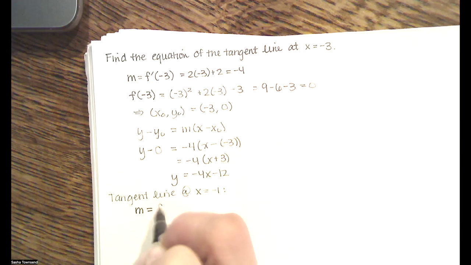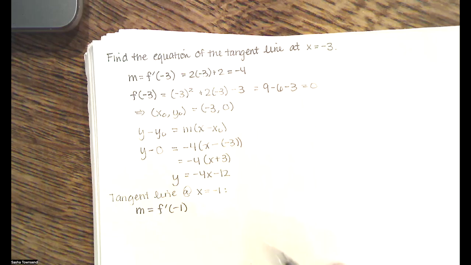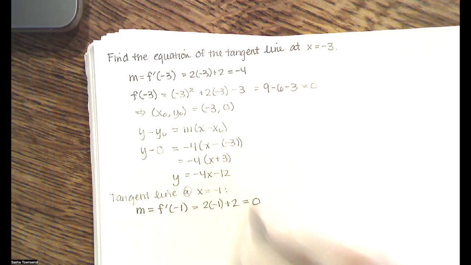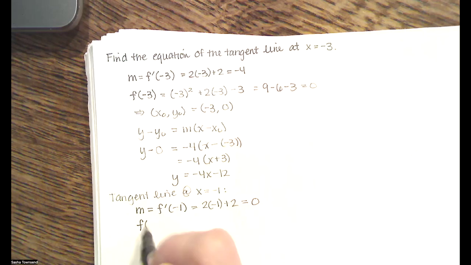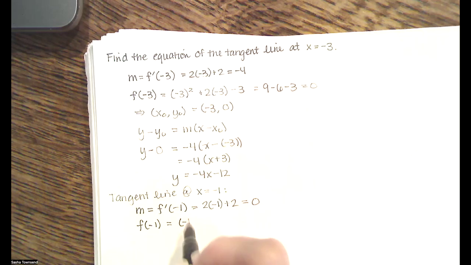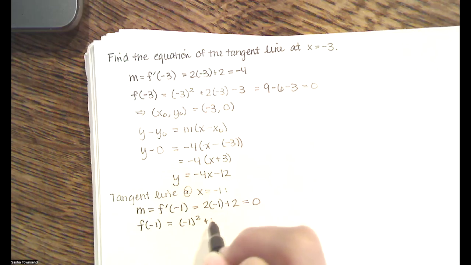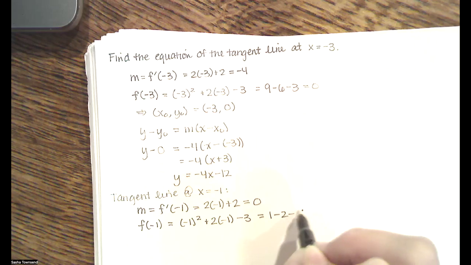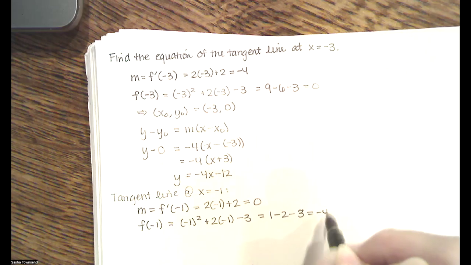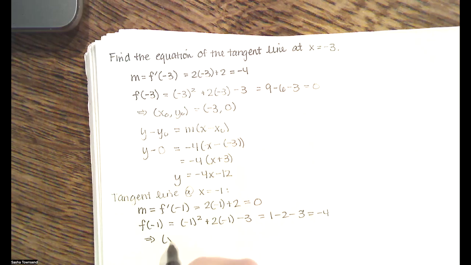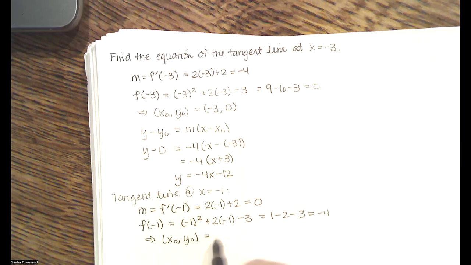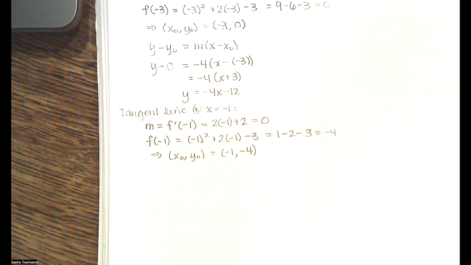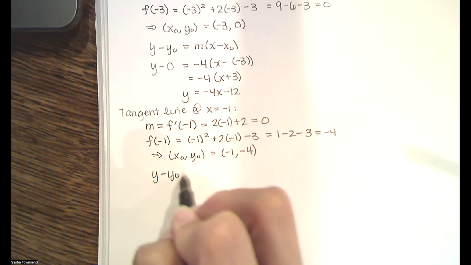So the slope again is f prime at -1, which we found using our formula, which happened to be 0. And f of -1 is -1 squared plus 2 times -1 minus 3. So I've got 1 minus 5, which is -4. So the point x naught, y naught on the graph is x naught equals -1, y naught equals -4. And then we'll use the point slope form of the equation of the line again.